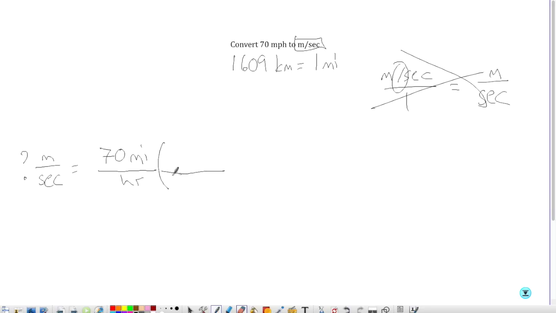So the first thing that I'm going to do is I'm going to get rid of this miles, okay? So I'm going to put my miles down here, and I'm going to use this conversion factor that I gave you. I'm going to put kilometers up top, okay? So 1.609 kilometers in 1 mile, okay? So now my miles go away, and I'm in kilometers, but I need to go to meters, okay? So I'm going to put my kilometers on bottom, and I'm going to put my meters on top, okay?